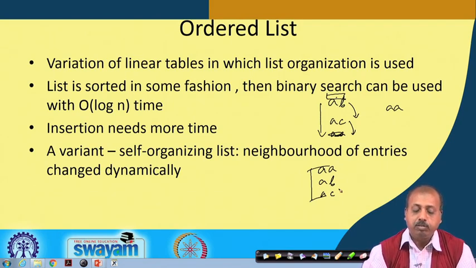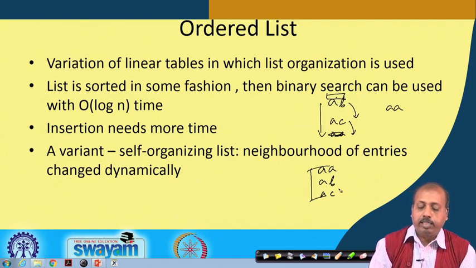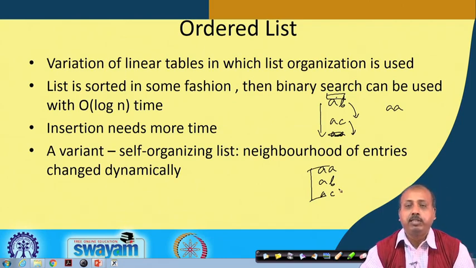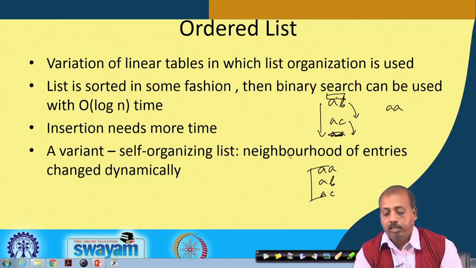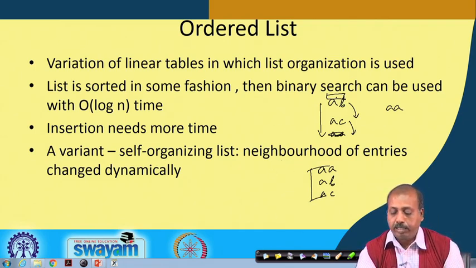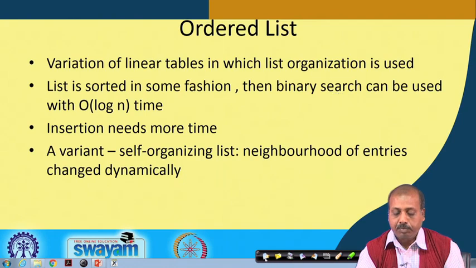A variant which is known as self organizing list. Here, the neighborhood of entries is changed dynamically. You will see how it takes place. As and when variables are accessed, the local variables become neighbors to each other. That way we can have a better access method. We will see how this can be done.